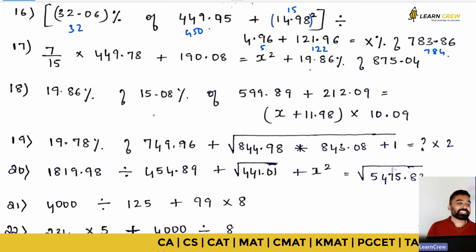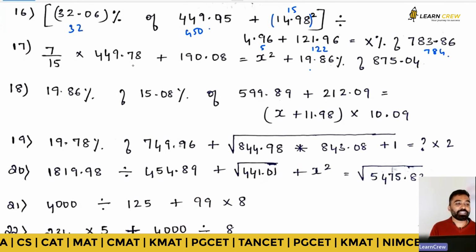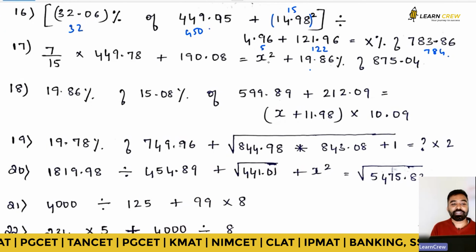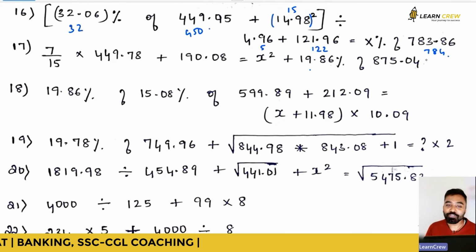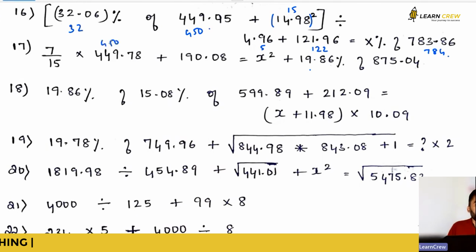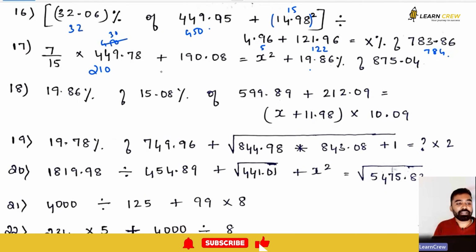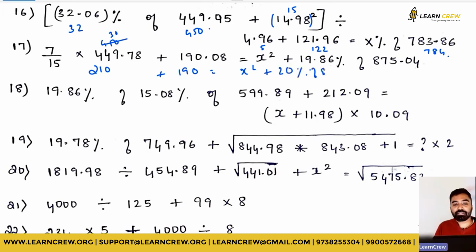I missed the 17th. Okay, 7 divided by 15 into 449.78 plus 190.08 equal to x square plus 19.86% of 875.04. This can be written as 450, and here it can directly get divided, 15 into 3, it becomes 30. So it becomes 7 into 30 becomes 210, and this becomes 190 equal to x square plus 20% of 875.